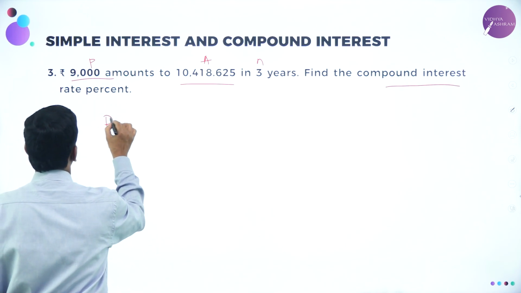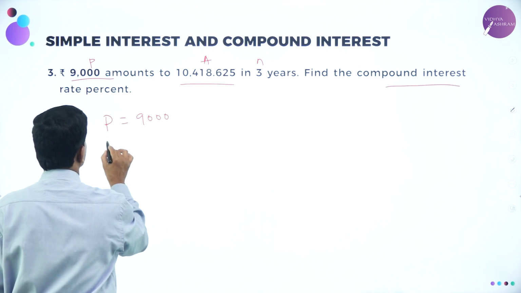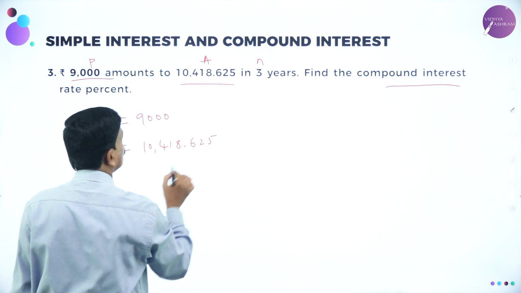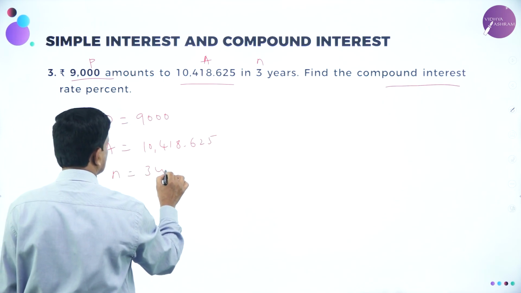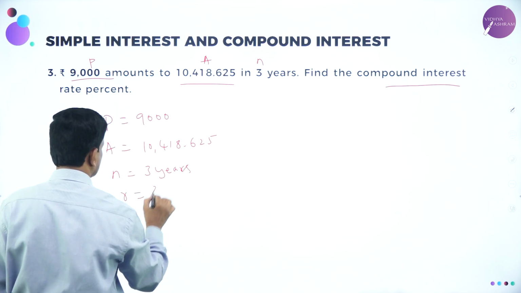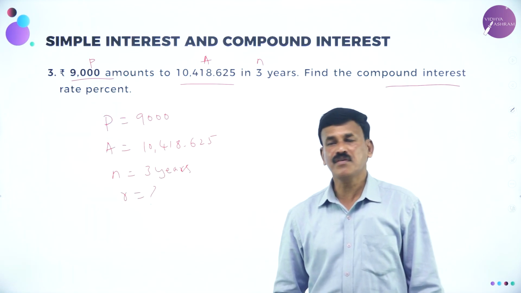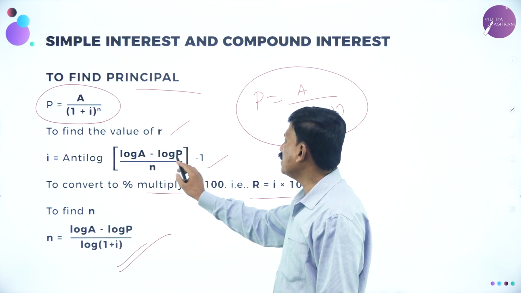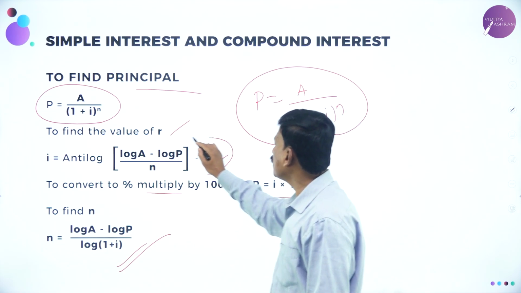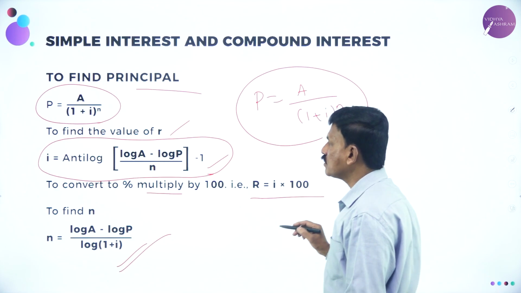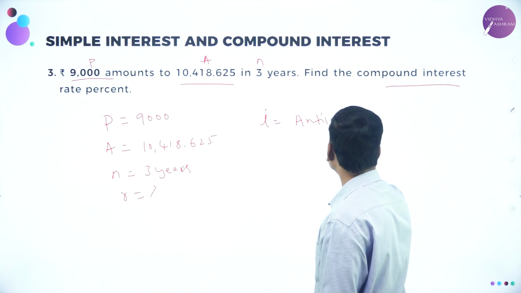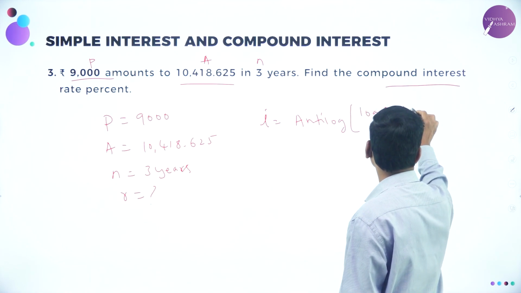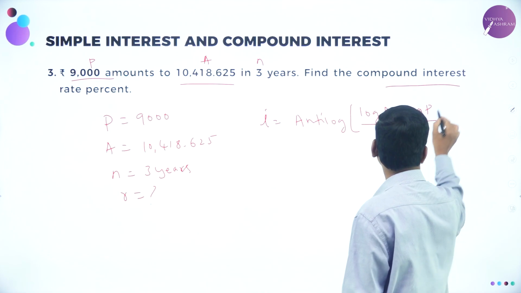That's it. Now what is given? Principal P is equal to 9,000 and the amount is 10,418.625 and the number of years is 3 years and the rate of interest R is equal to question mark. Okay. Now just find out the I. I is equal to, what is the formula to find I? Anti-logarithm of (log A minus log P) divided by (N minus 1). This is the formula we are going to use for I: the logarithm of amount minus logarithm of principal, divided by N minus 1.